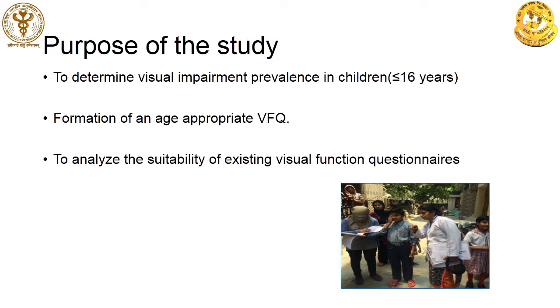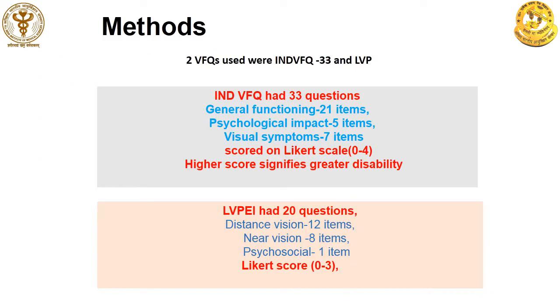So the purpose of the study was to determine the visual impairment prevalence in children. Along with it, in our PhD study, we did an important task of formation of an age appropriate visual function questionnaire. We analyzed the suitability of existing visual function questionnaires, which the most commonly used were IND VFQ 33, which was designed for adults, and LVP 20. This IND VFQ 33 consists of three domains: general functioning, psychosocial, visual symptoms, and LVPI consists of domains related to distance, near vision, and psychosocial items.